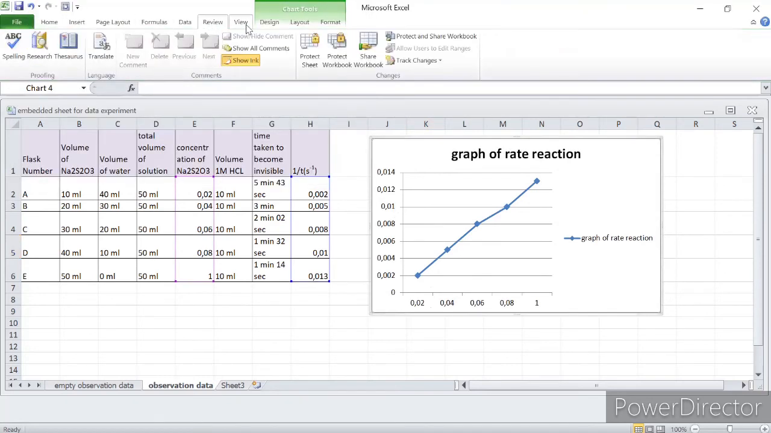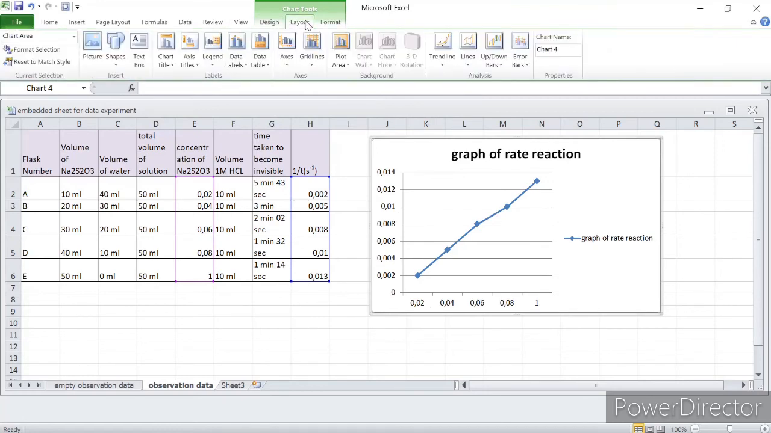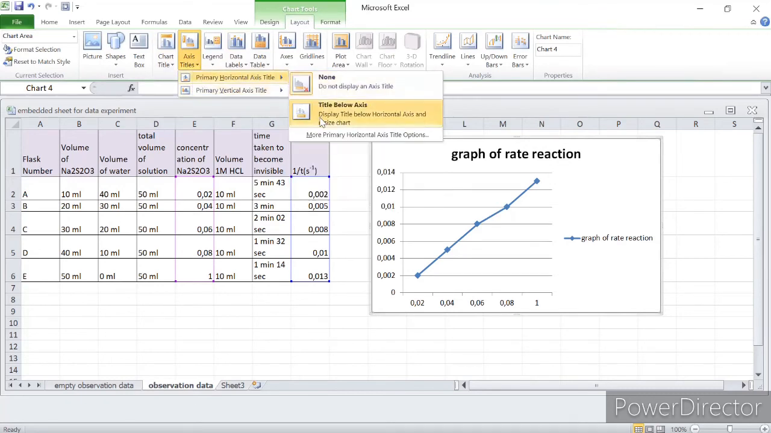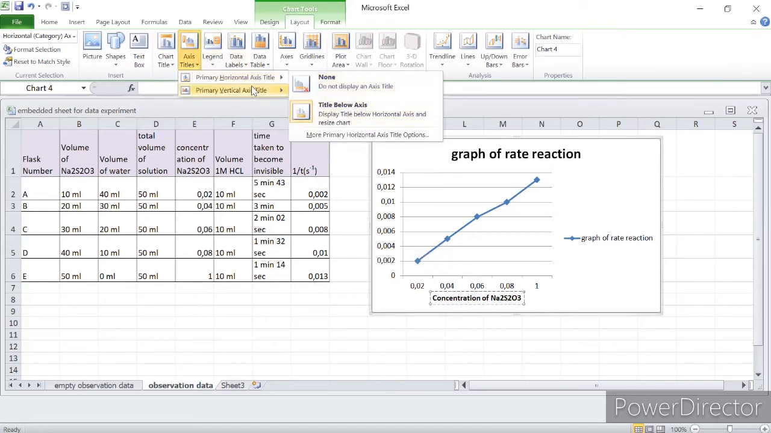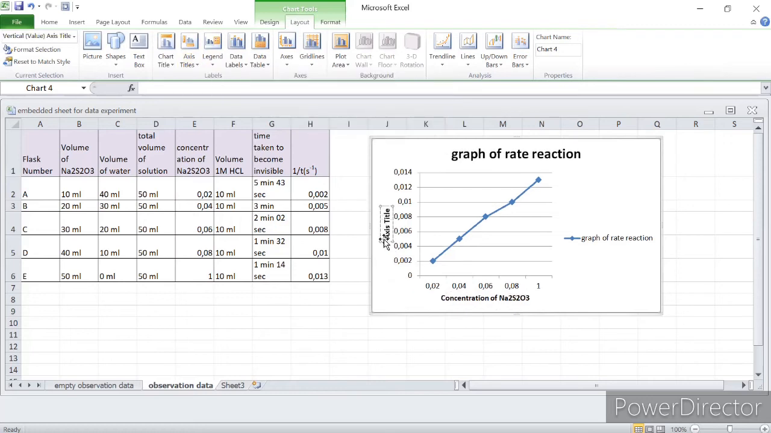To make it clear, I think we should make the title for each line, in the horizontal and in the vertical. This one is concentration of Na2S2O3, or sodium thiosulfate. And in the vertical line, we can change it to 1/t.